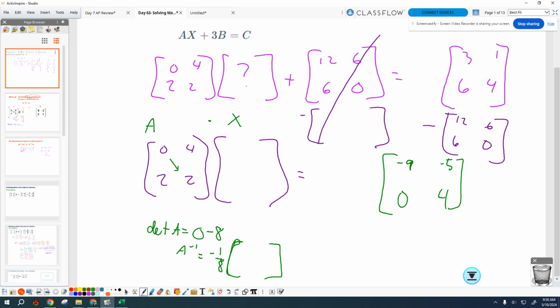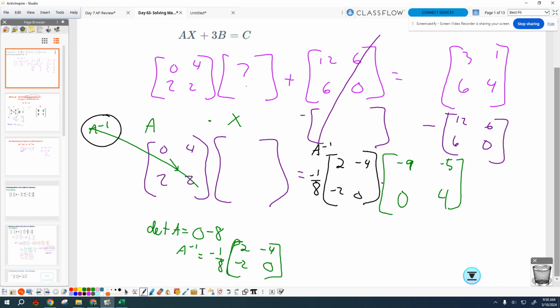2, negative 4, negative 2, and 0. Okay, so that's my A inverse. I multiplied that here, and that's gonna go away. So I'm gonna multiply by the A inverse on this side. Should I multiply the negative 1/8 in, or do you guys wanna leave it on the outside and multiply at the end? At the end. Yeah, I like you multiply the inverse. Okay. So here, I multiply by A inverse on this side. I'm gonna multiply by A inverse on this side. And Sarah told me the numbers 2, negative 4, negative 2, 0.